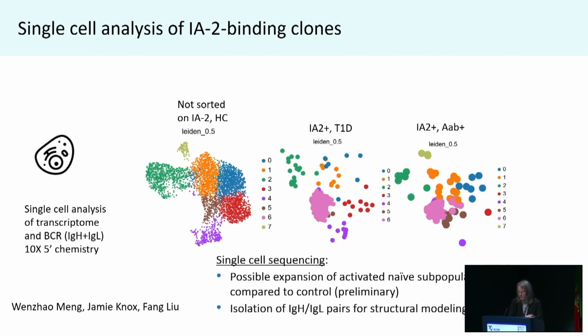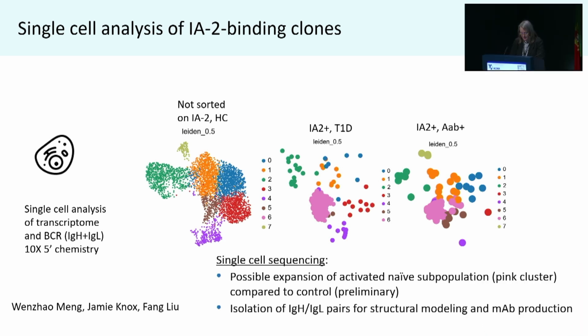Okay, so what do these cells look like if you look at them at single cell level? This is still very early days, but if you compare a few donors who are T1D or autoantibody positive to controls, you can see that the cell populations look a little different, but the numbers are also way different. So I take that with a huge grain of salt.